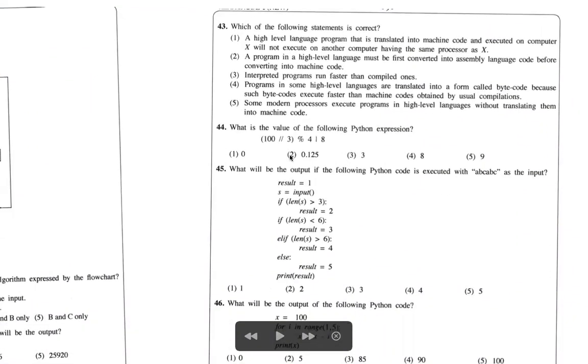44. What is the value of the following Python expression? 100 floor divided by 3 will be 33. Floor division means you divide and take the full value. That is 33. 33 modulus 4 is remaining 3. 33 divided by 4 is, it's keeping 3 as remainder.